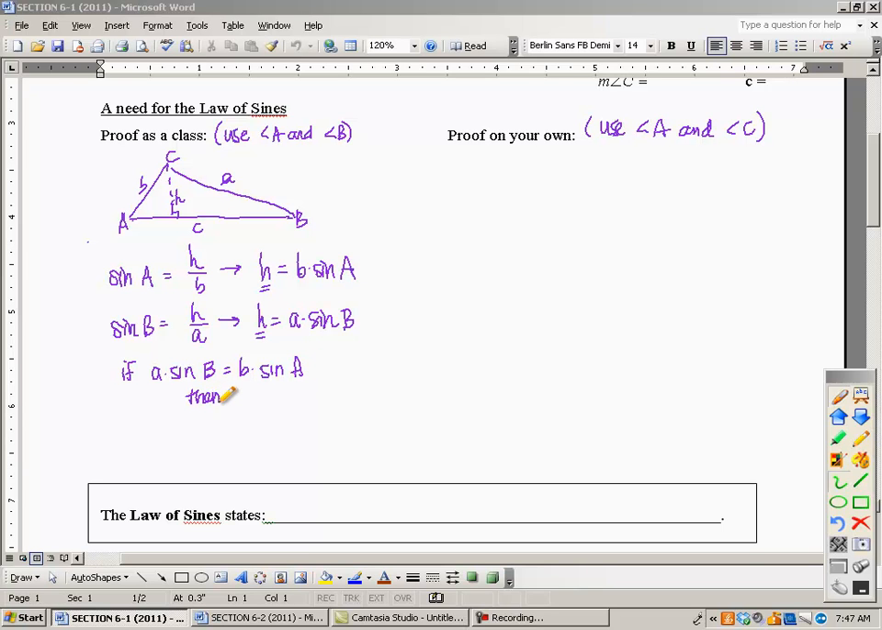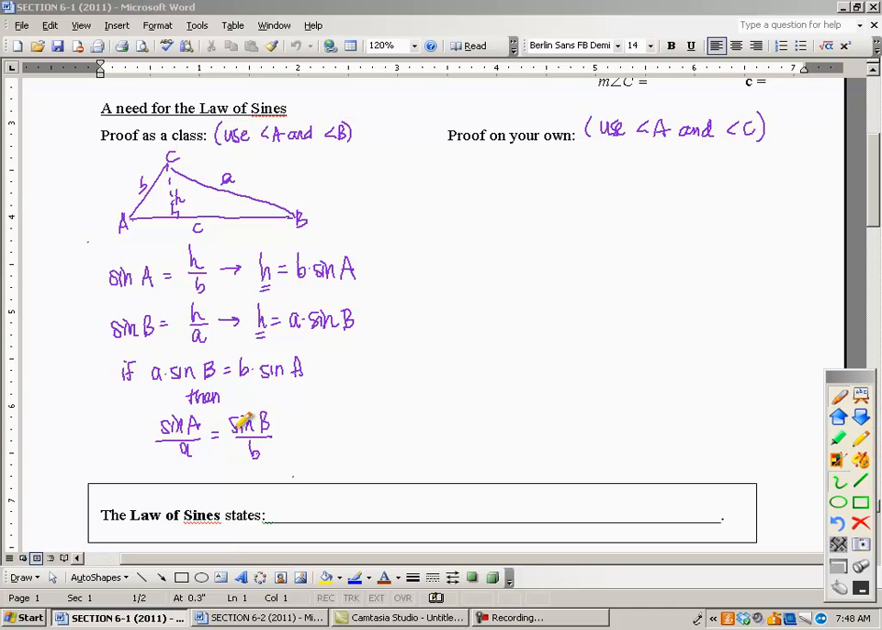then what I can do is write these as a ratio. The sine of A over side A equals the sine of B over side B. And the reason that works is normally when we solve a proportion, we would cross multiply. So the sine of A times B equals A times the sine of B. And so that's why we can go back and instead of having this multiplication, we can make a proportion.